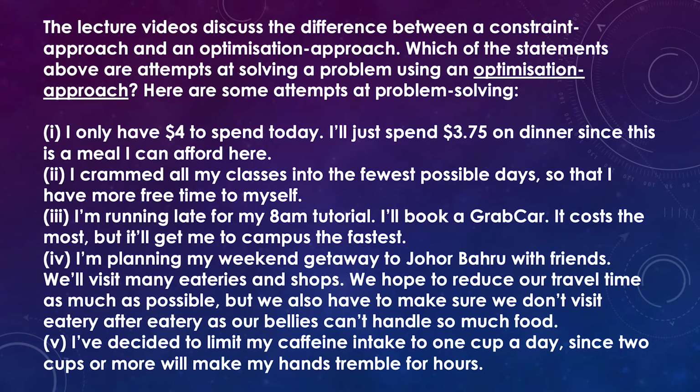Okay, next one. Which of the following is solving by optimization? I only have $4 to spend. I'll just spend $3.75 on dinner since this is a meal I can afford here. Constraint. It so happens that the first item this person sees is $3.75. If it says that this is the cheapest option available, then you are solving by optimization.